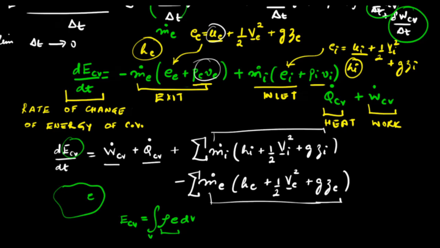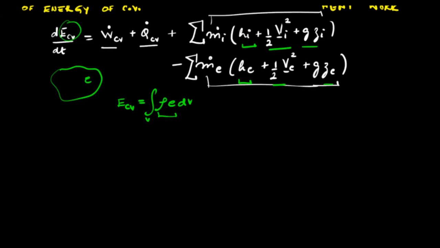Now in this equation you see that these kinetic energy and potential energy terms will always appear along with the specific enthalpy. Therefore, to write this first law for the control volume in a shorter notation, often it is convenient to introduce these new terms. The first term is called the total specific enthalpy, and that is the sum of all these terms.